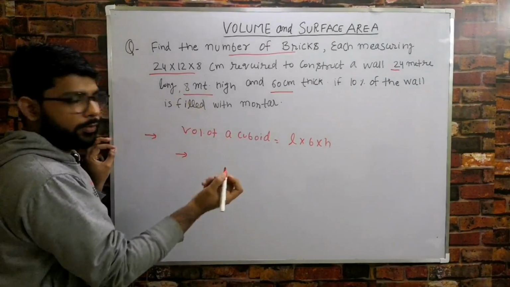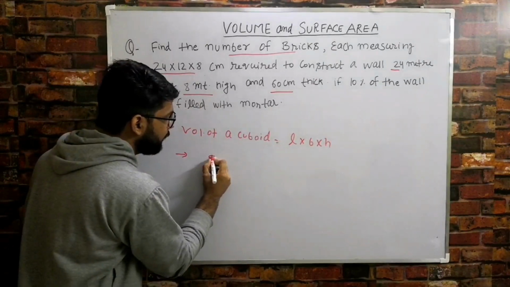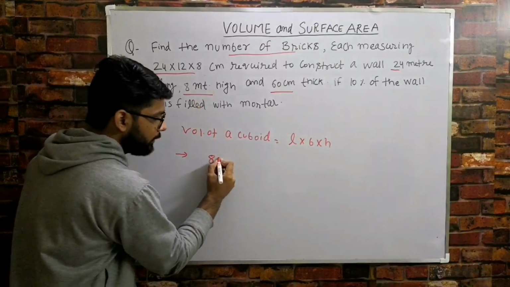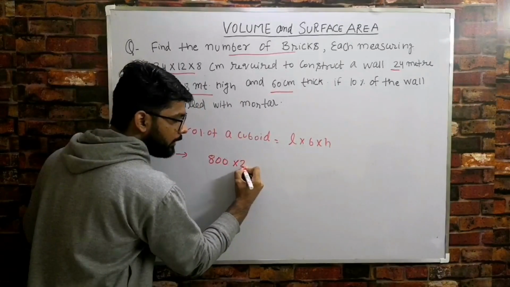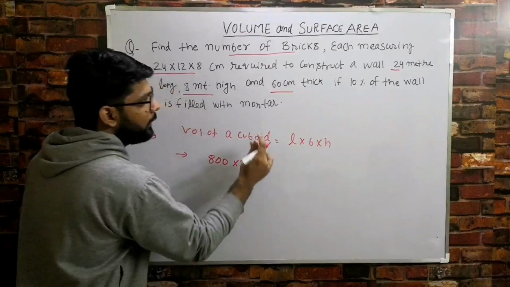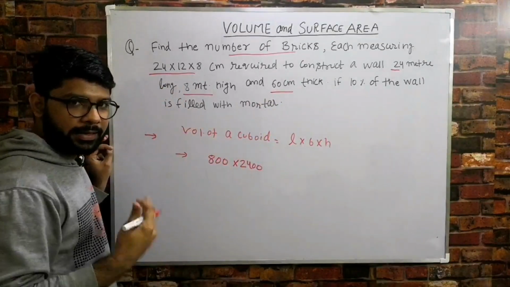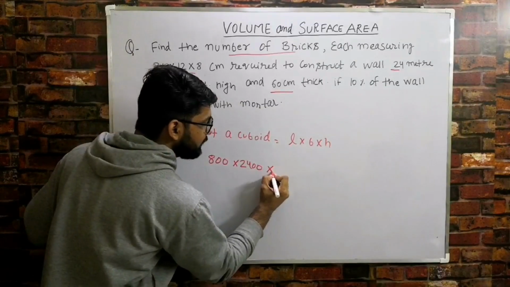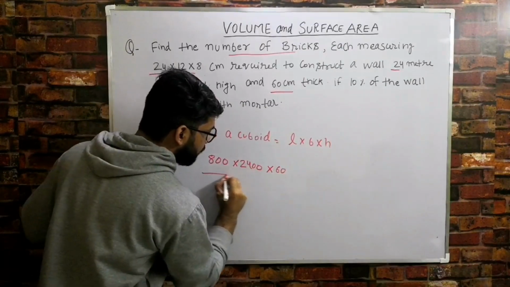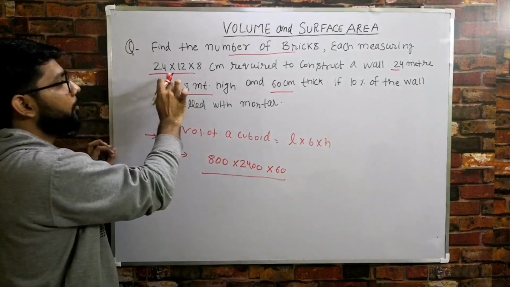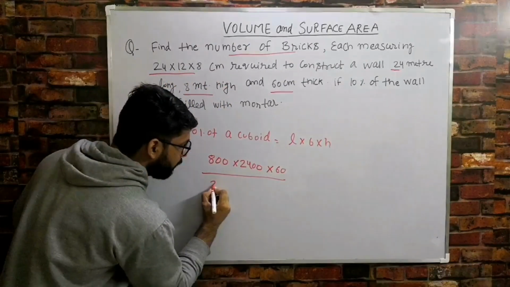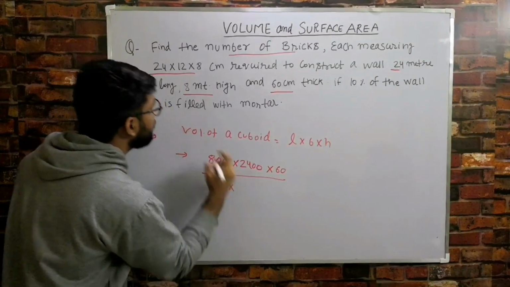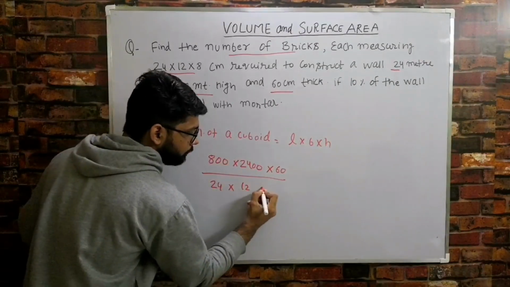So the volume of the wall we can write as 8 meter converted into 800 centimeter, 24 meter converted into 2400 centimeter, and the thickness is 60 centimeter, so we write 60 as it is, divided by 24 into 12 into 8. The measurement of the bricks is given in centimeter, so we will write 24 into 12 into 8.